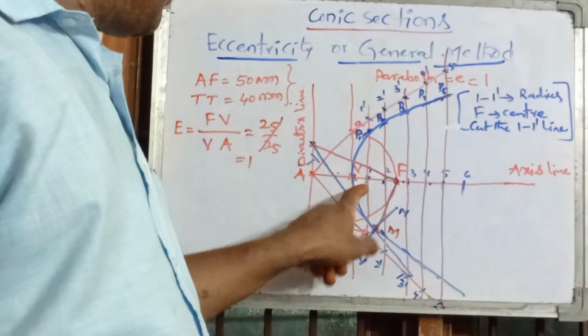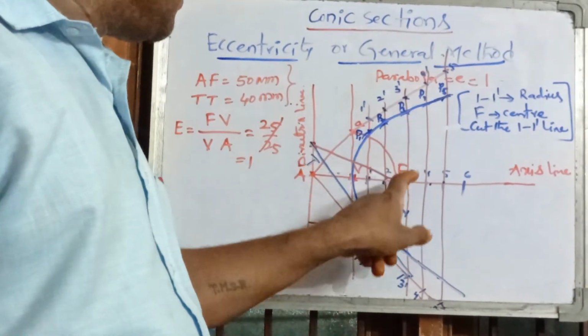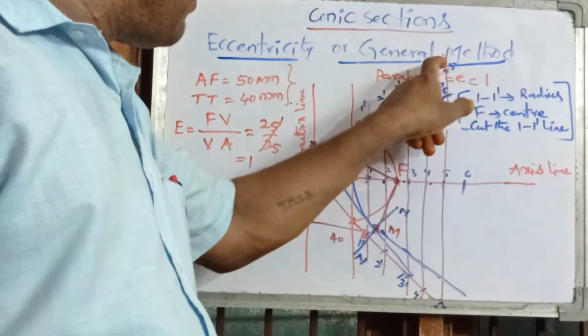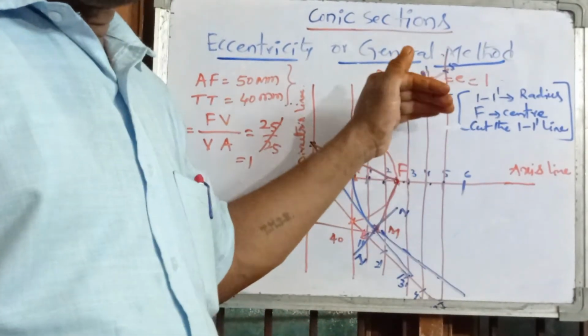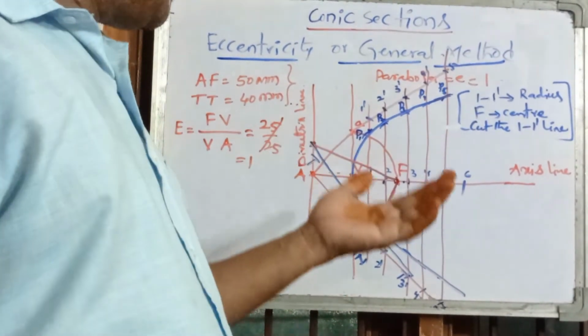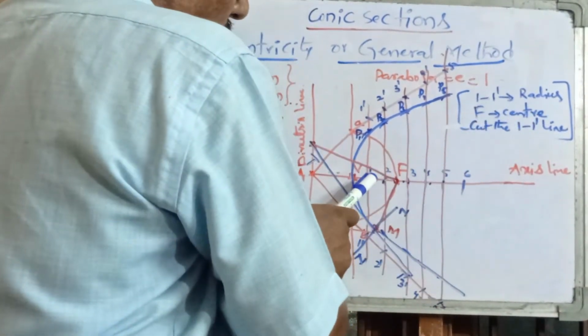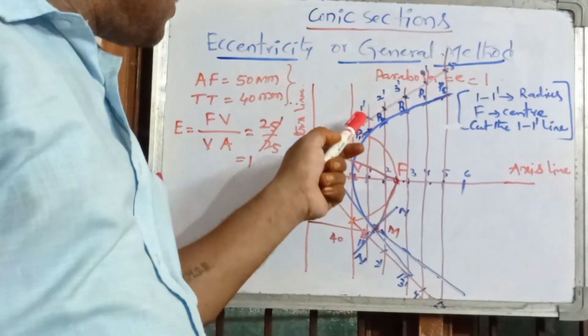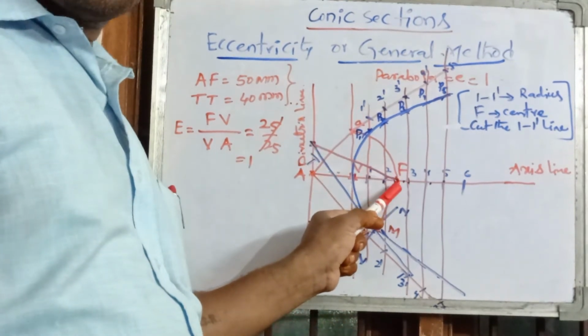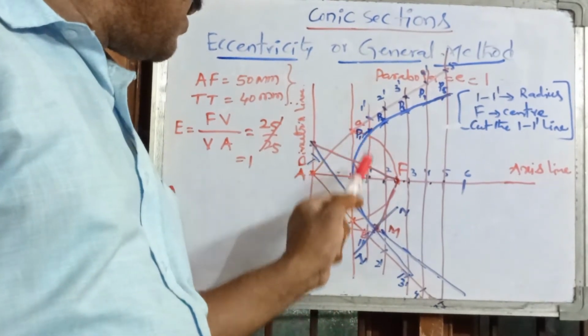Then mark 1 to 1 dash, 2 to 2 dash, 3 to 3 dash, 4 to 4 dash, 5 to 5 dash, like that. Mark all the points, top and bottom. Now take 1 to 1 dash as the radius, with focus F as the center, and cut the first line on both sides.